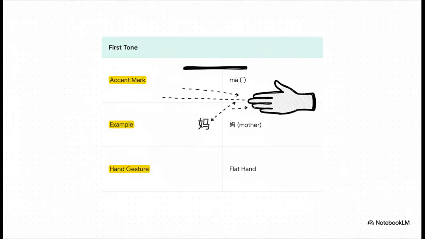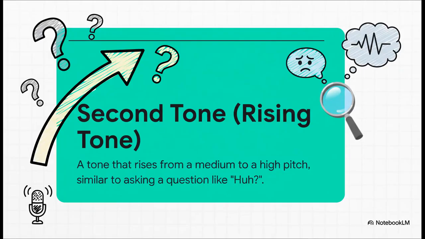And what's really cool is how it all connects. See the accent mark? It's a flat line, which looks exactly how the tone sounds. So when we say ma with this high, flat tone, it means mother. And a great way to remember this is to just move your hand straight across in front of you as you say it. Simple.